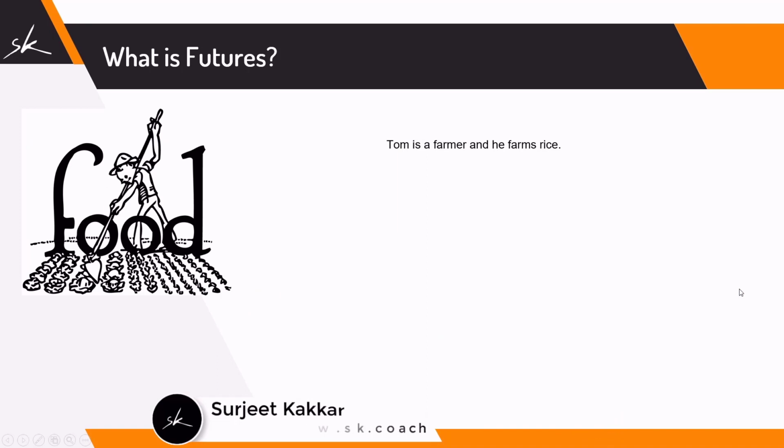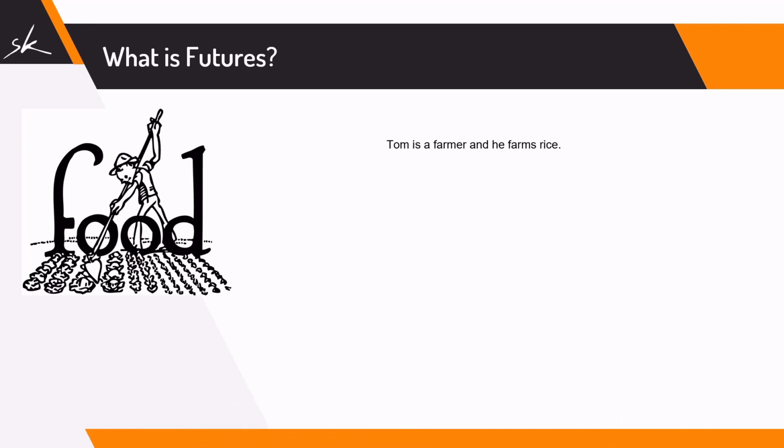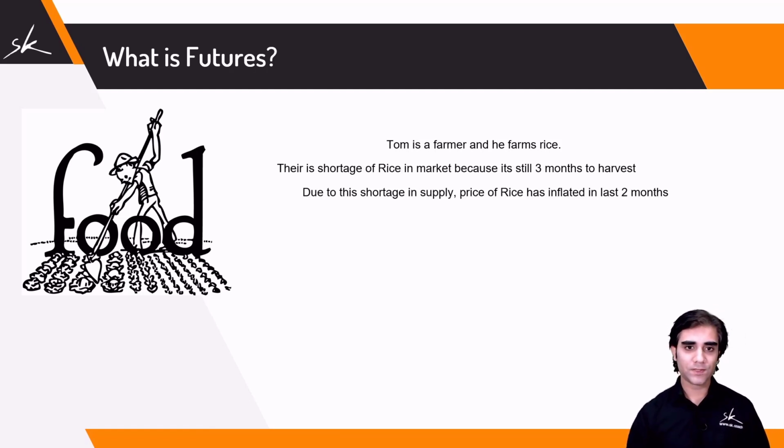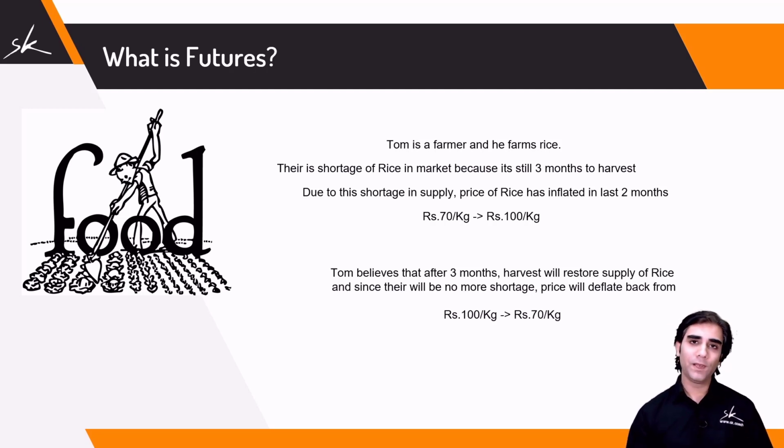So let's imagine that we have a person called Tom, and he is a farmer, and he farms rice, and there is a shortage of rice in the market, and it's still 3 months to harvest. So due to this shortage of supply, the price of the rice has inflated in the last 2 months. Let's assume that the price was 70, but from 70 now it has gone to 100. Now Tom believes that after 3 months the harvest will happen, and that harvest will restore the supply of rice. And since that shortage will be restored, the price can deflate from 100 back to 70.